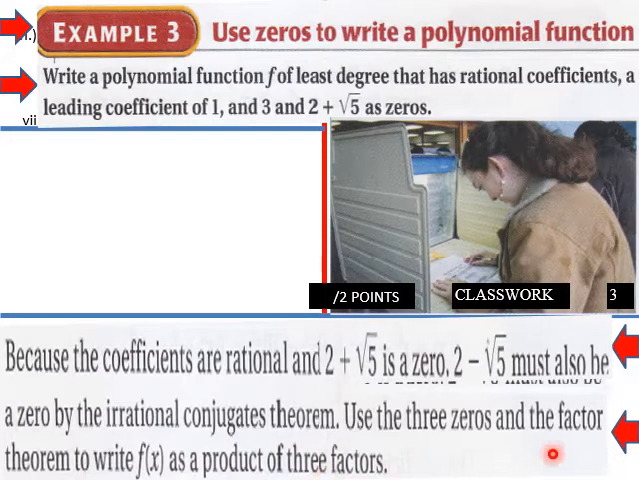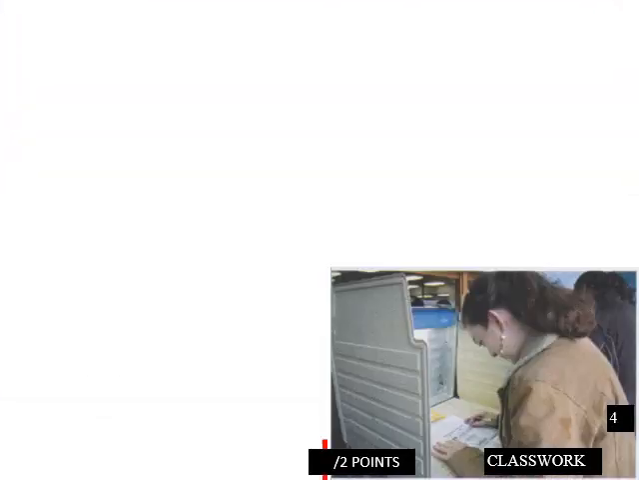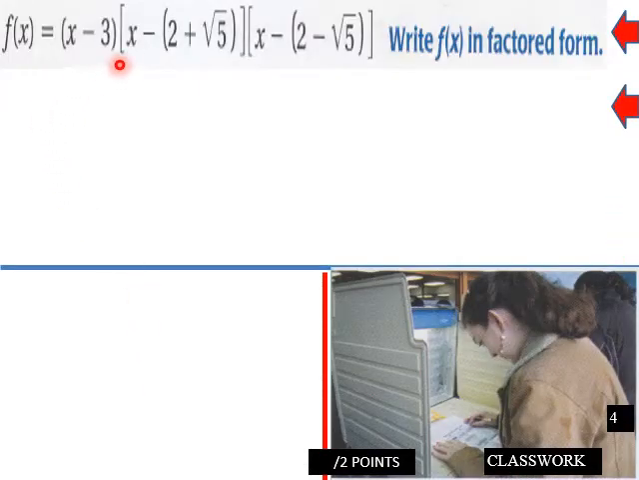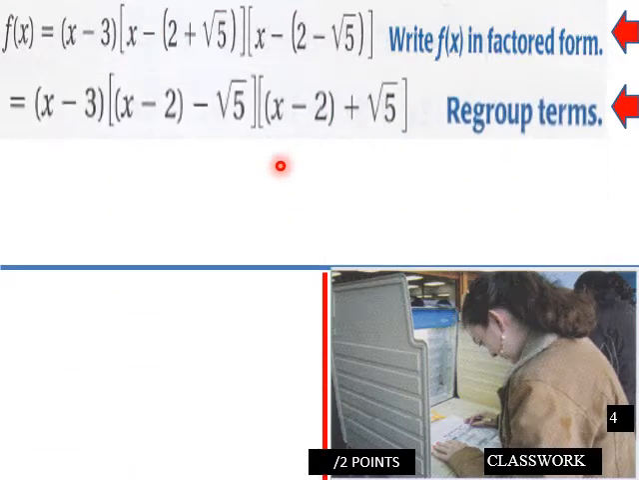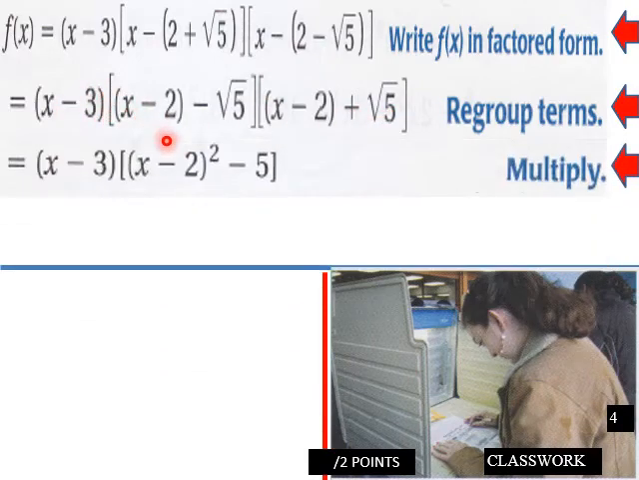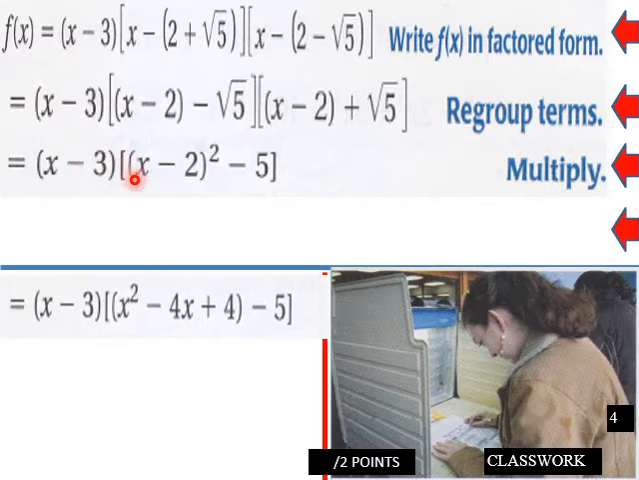Use the 3 zeros and the factor theorem to write f of x as a product of the 3 factors. So how will we go ahead and do that? Here are our factors. Here's our zeros. So we know this is the factored form of a polynomial. And so we're going to regroup like terms together, x minus 2 minus radical 5, and then x minus 2 plus radical 5, all times x minus 3 here. So when we multiply these together, we get x minus 2 squared minus 5 times x minus 3.